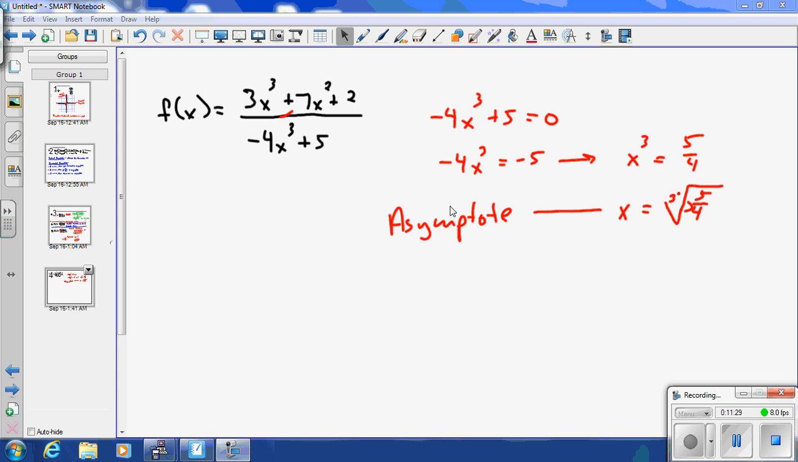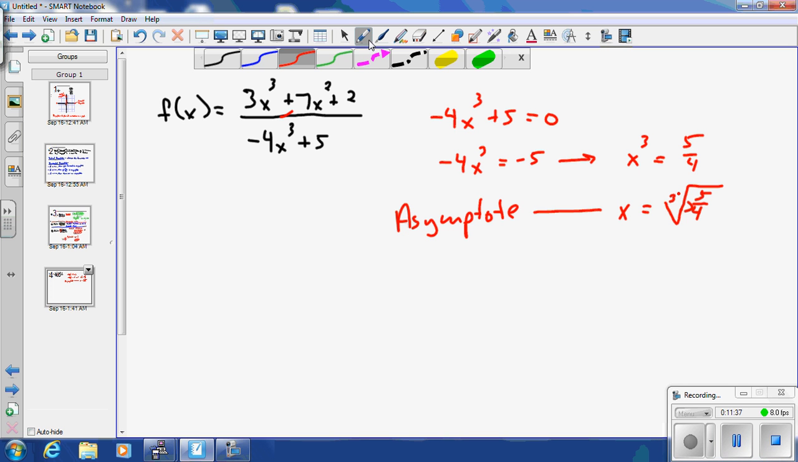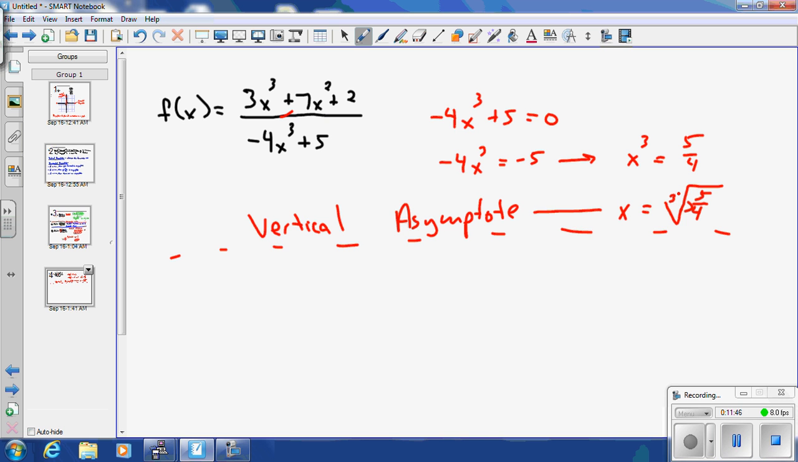Now let's point out here that this is a vertical asymptote. Now as for the horizontal, one thing we notice is the top and the bottom, the numerator and denominator, have the same highest power. When that happens, y equals this number, 3 over negative 4, or we call that negative 3/4. That's going to be our horizontal asymptote.